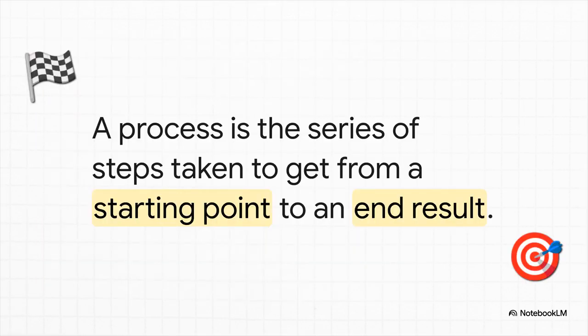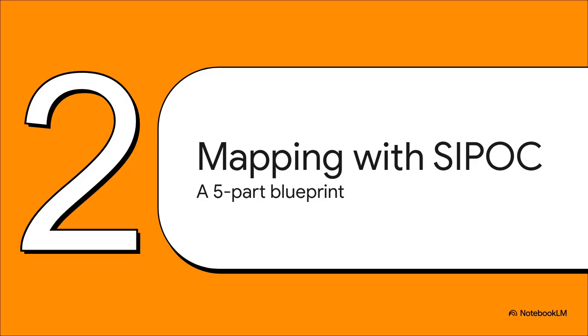So, the main thing to remember is this: if you can spot a beginning, an end, and all the little steps in between, you are looking at a process. It's really that simple. Okay, so if a process is a journey from a starting point to an end result, how do we actually see where we're going?